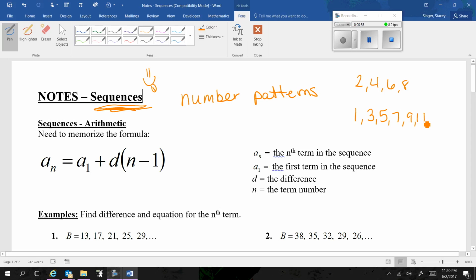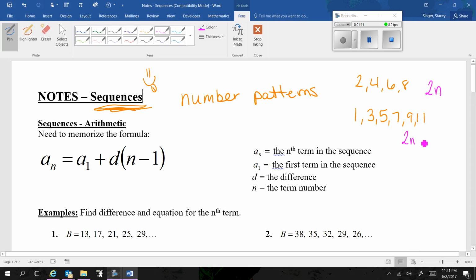And even numbers, we should know it's multiplied by 2, right? So the equation for even numbers could be represented by 2 times n. Odd numbers are 1 less or 1 more than even numbers. So it'd be 2n minus 1 or 2n plus 1, depending on what this n is. So we gotta talk about what the n is.